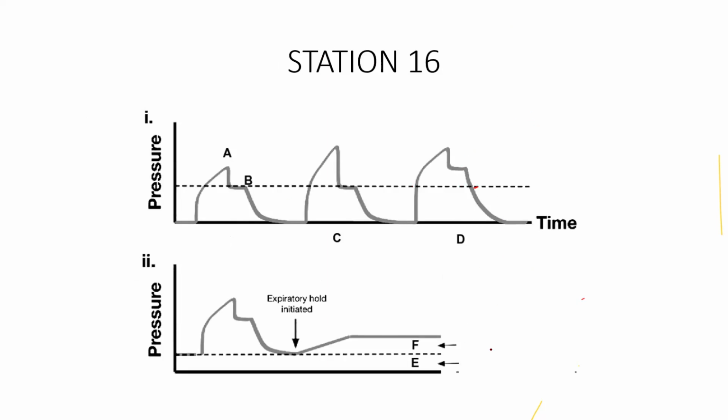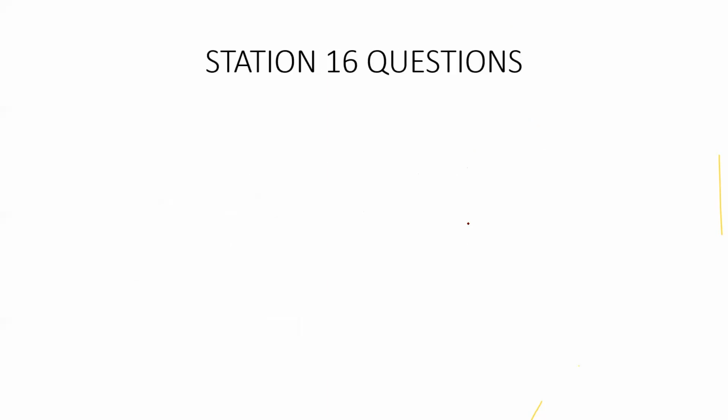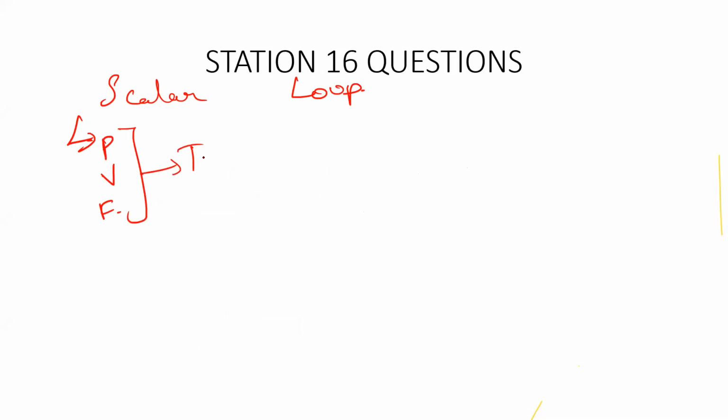Right, before discussing this question, we'll move on to the scalar form discussion. In ventilator waveform analysis, there are basically 2 things: one is scalar, another is loop. In ventilators, there are 3 variables: pressure, volume, and flow. When you're comparing a variable with one constant, mainly time, they are called scalars. When you're comparing 2 variables, like pressure and volume, or flow and volume, it is called a loop.